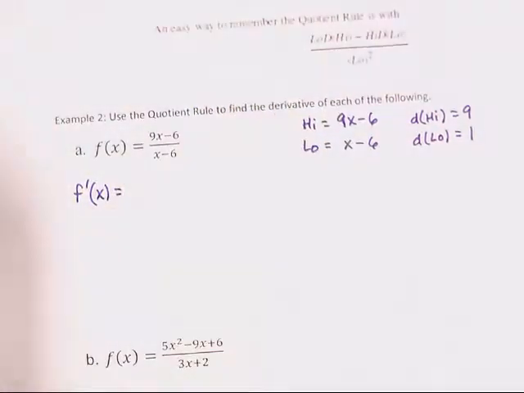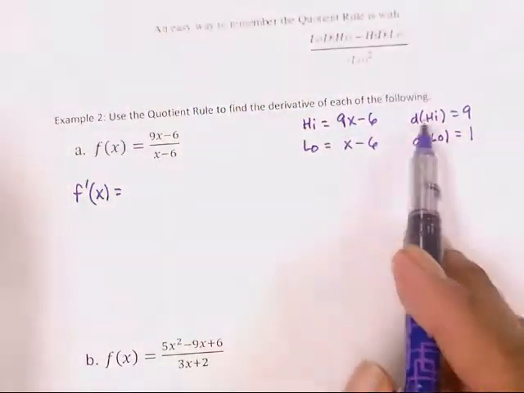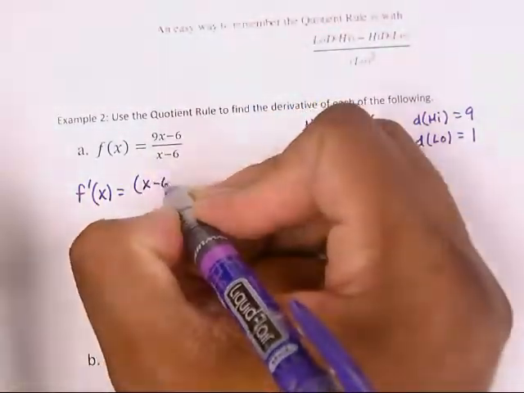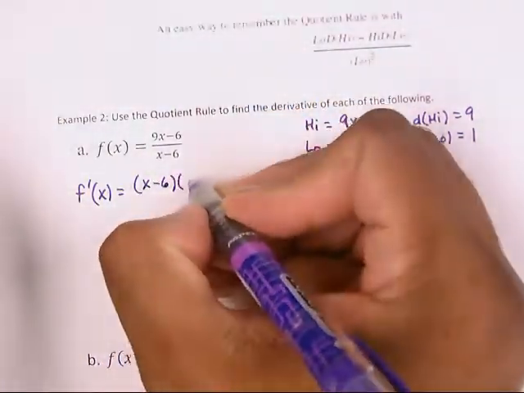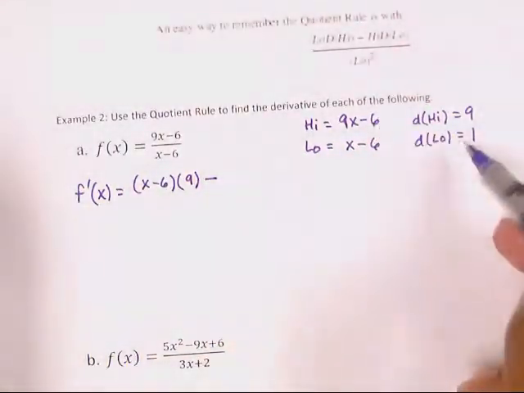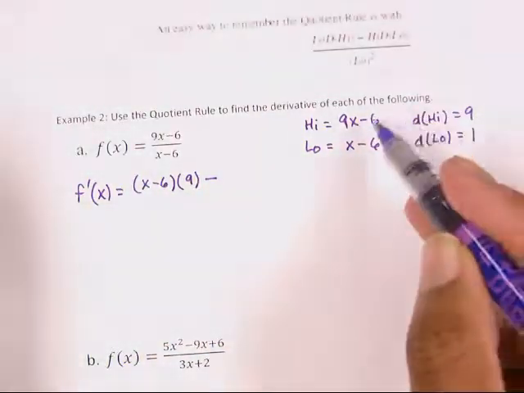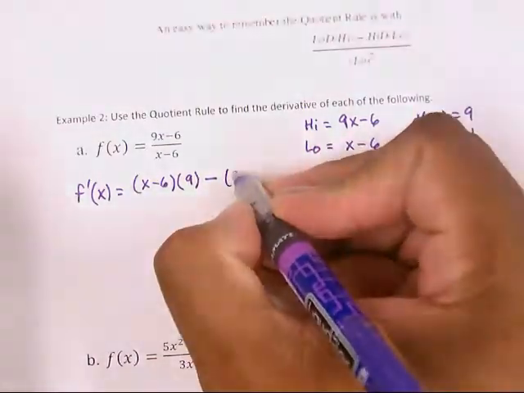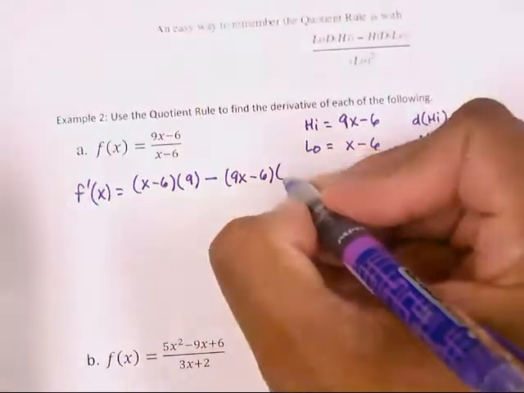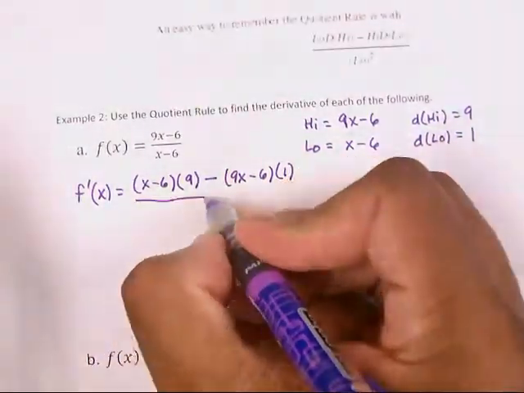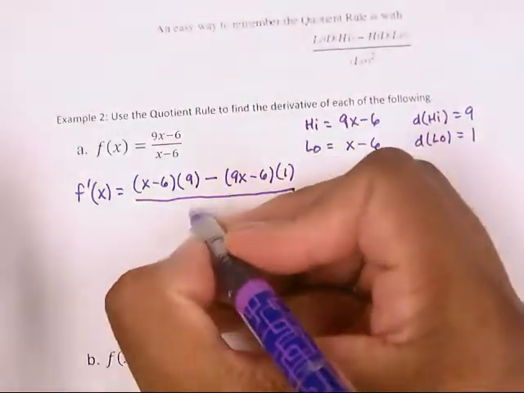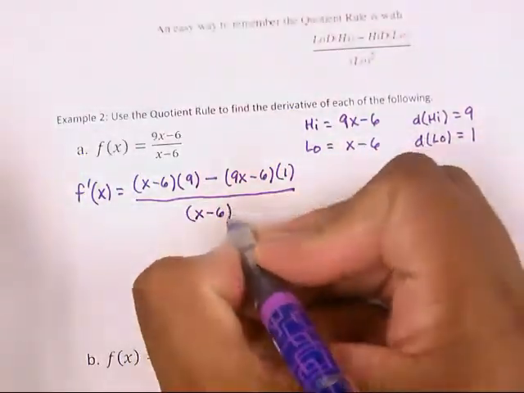So here f prime of x will be this: low times the derivative of the high. So your low is your x minus 6, times the derivative of the high, which is 9, minus the high times the derivative of the low. The high is 9x minus 6 times the derivative of the low, which would be 1. All of that will be divided by the square of the low, which is your denominator, (x minus 6) squared.